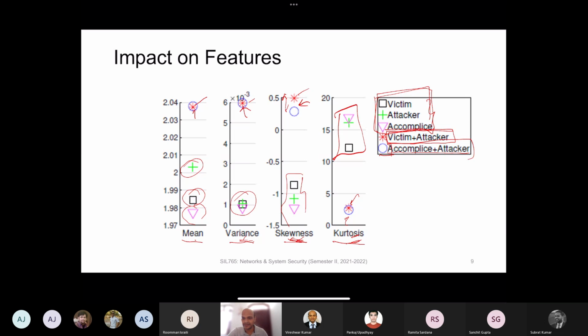So hopefully this impact on features figure is now clarifying the aspect in more detail. Any question about this impact on features? Impact of this training set poisoning on features specifically?